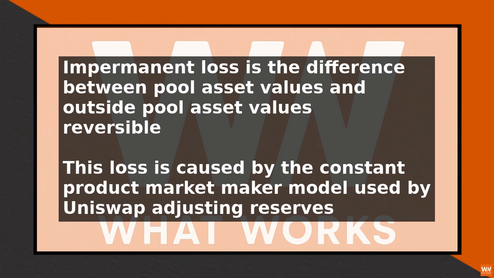The main concept behind impermanent loss is the constant product market maker model used by Uniswap. This model ensures that the product of the reserve amounts of the two assets in the pool remains constant. When the price of one asset increases, the protocol adjusts the reserve amounts to maintain the constant product. This adjustment results in a loss for the liquidity provider if the price of the other asset decreases.